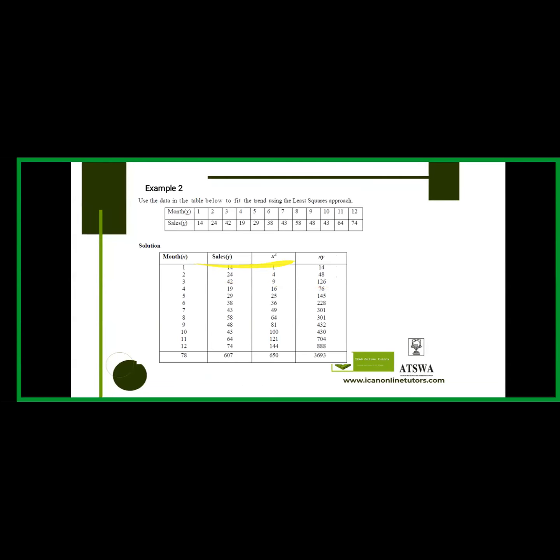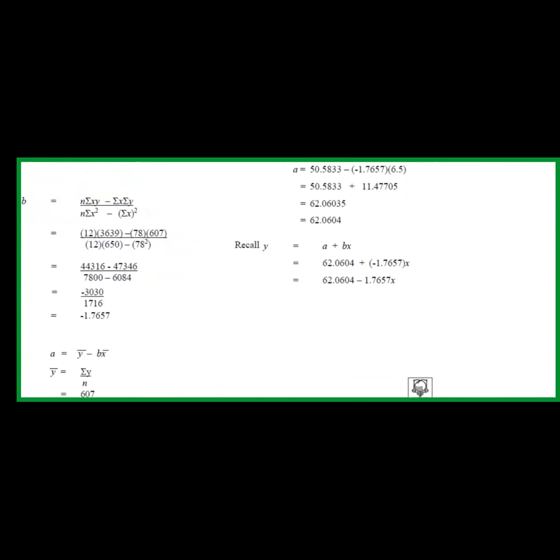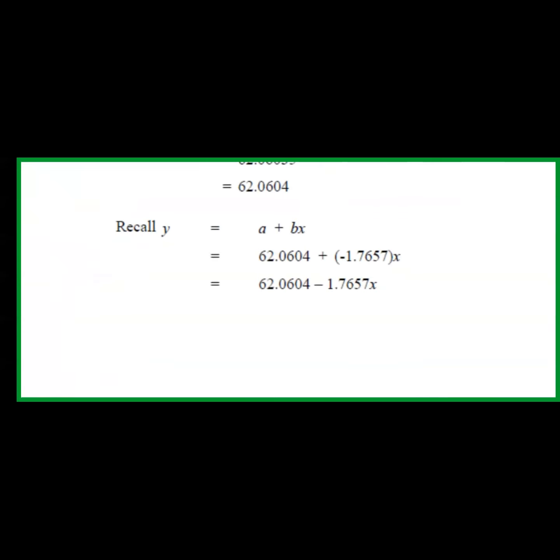So let's go back. Listen, y equal to what? A plus bx, right? So now our a is 12.55. Our b is 4.6. Okay, look at their solution here. Their a is 62.0604. Look at this. A plus what? Can you see it's a plus bx?